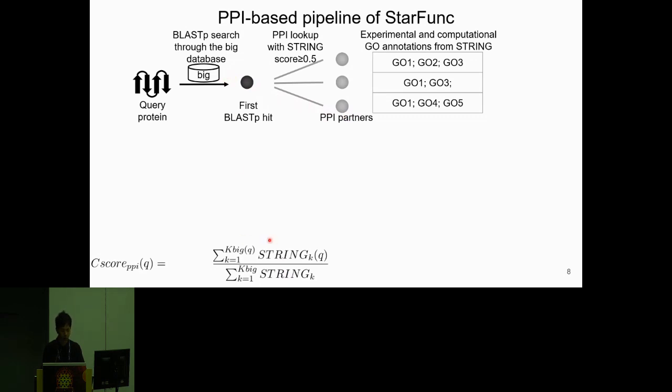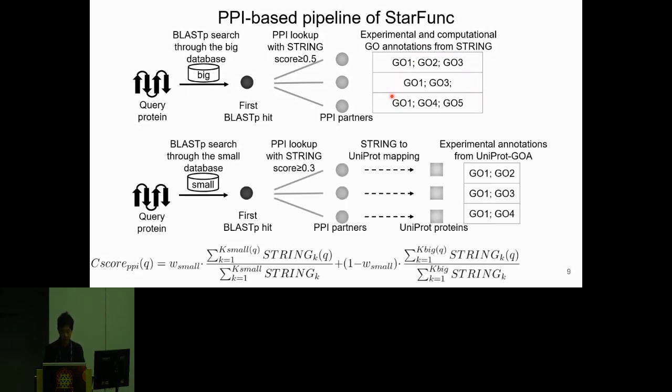So one problem of using the annotation from the STRING database is that the STRING database does not differentiate experimental versus computational GO annotation, such as those with IEA evidence. This is why we implement another pipeline where the GO terms are derived from a smaller subset of STRING interaction partners that can be mapped to experimentally annotated UniProt proteins. Then the overall prediction score for a particular GO term is a weighted average from the two pipelines that use the small database and the bigger STRING database.